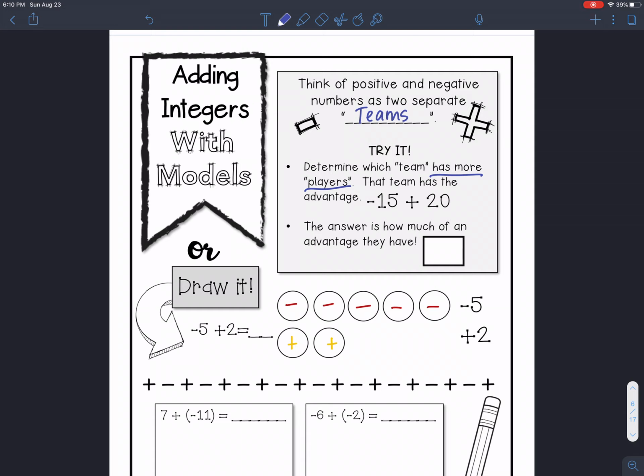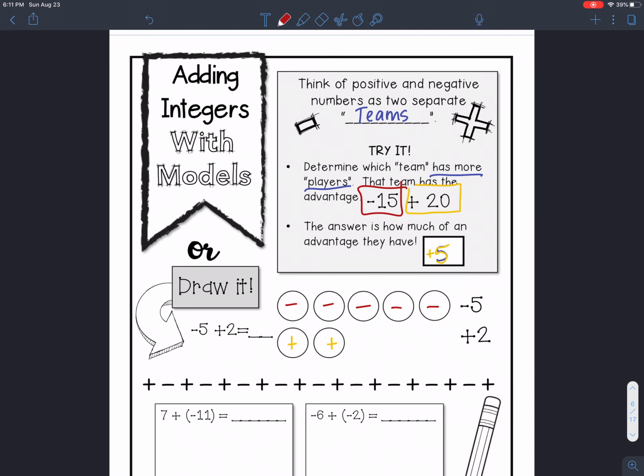So the team that has more players has an advantage. They're going to maybe win. Of course, that's not always true in the real world, but that's the way we're going to try to think of it today, okay? So the answer here is 5, and we'll see why in just a minute. If we have negative 15 players and positive 20 players, we end up with more positive players than negative players, and so the positive team wins. They have 5 more players, so that's why we have a positive 5 there instead of a negative.